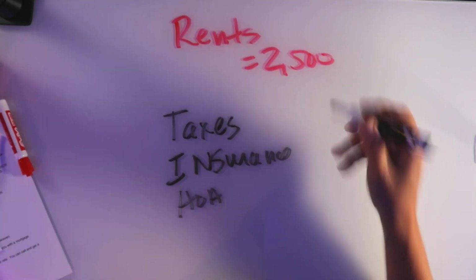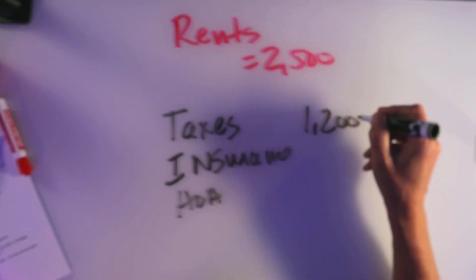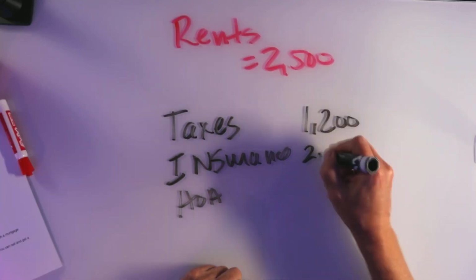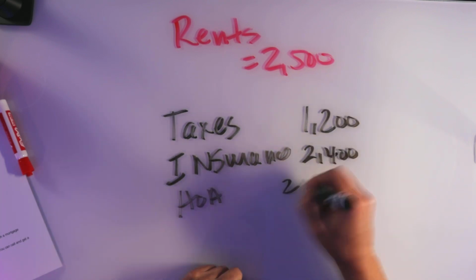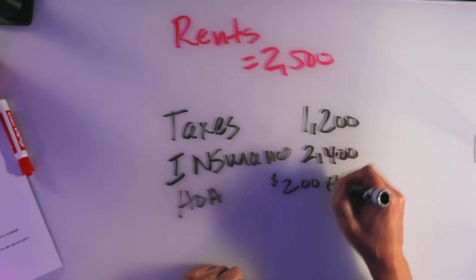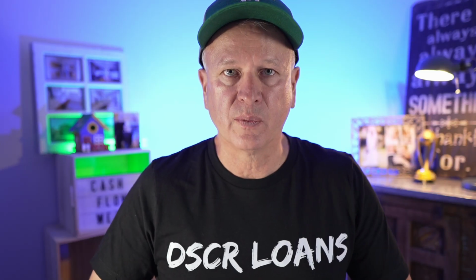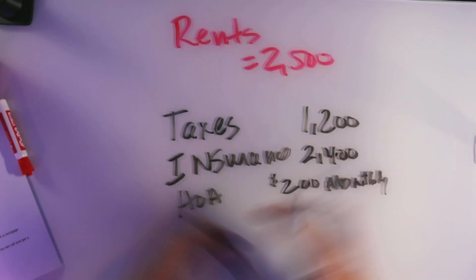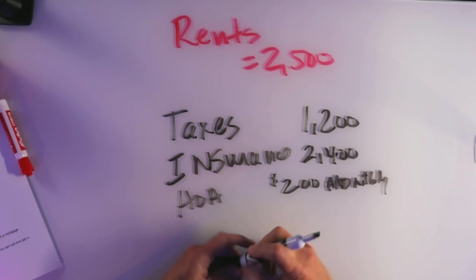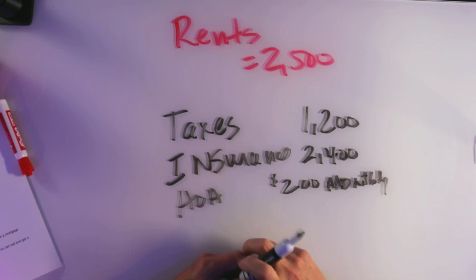But in this example, we're going to say our taxes are $1,200 a year. Our insurance is $2,400 a year. And we're going to say it's an HOA of $200, and this is monthly. So we've gone out, we've researched the area, we've figured out taxes are about $1,200. We've talked to our insurance agent. Insurance is going to cost us about $2,400 a year. And we're looking at a condo complex here, and HOA is about $200 a month.